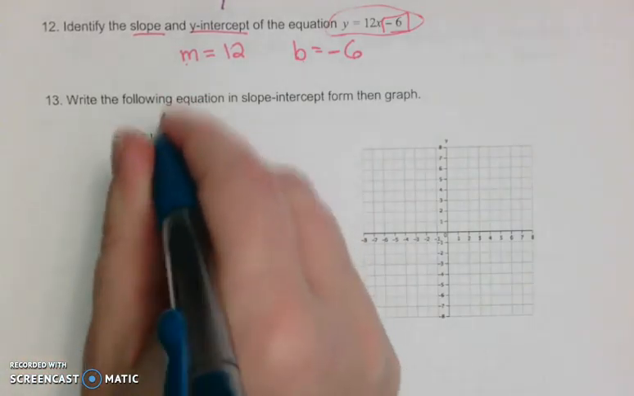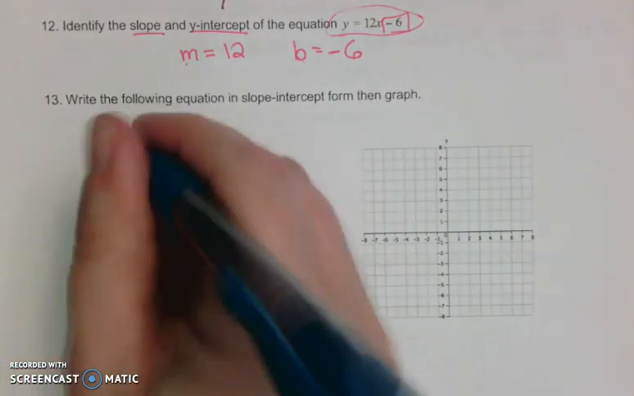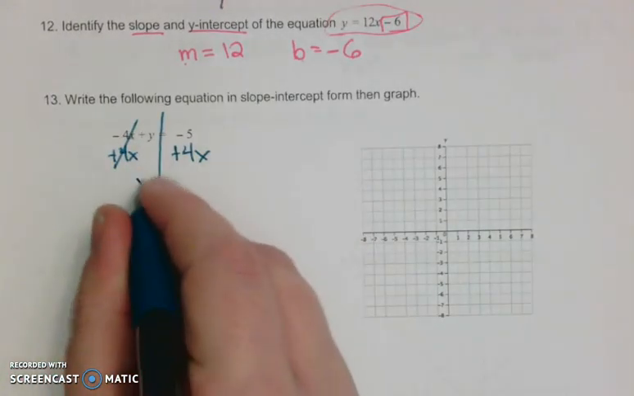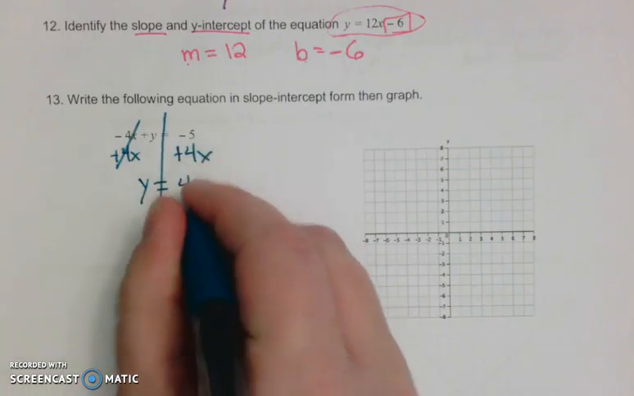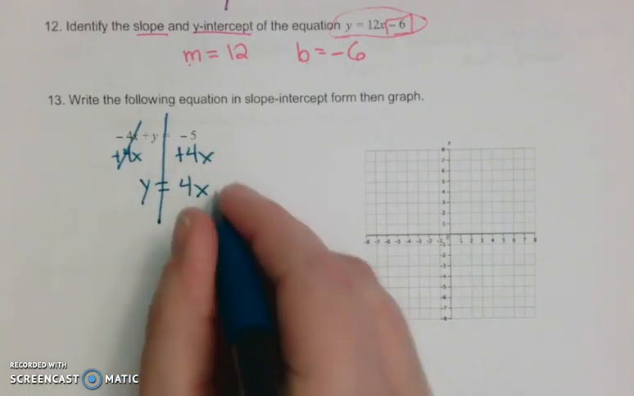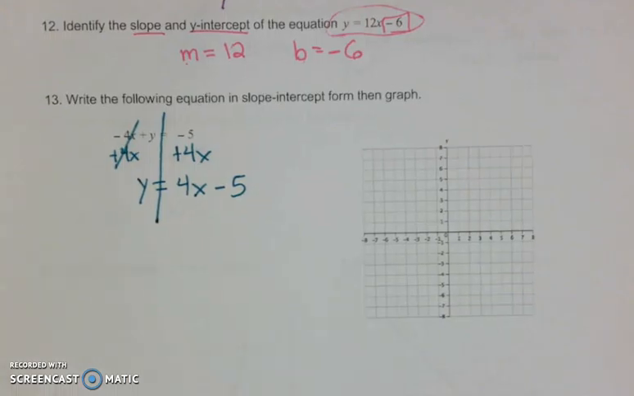What I do to one side of this equation, I have to do to the other side. Because -4 plus 4 is 0. That leaves me with y equals, these are unlike terms. Put the 4x in front for a slope, minus 5 for our y-intercept. So that's in slope-intercept form now.